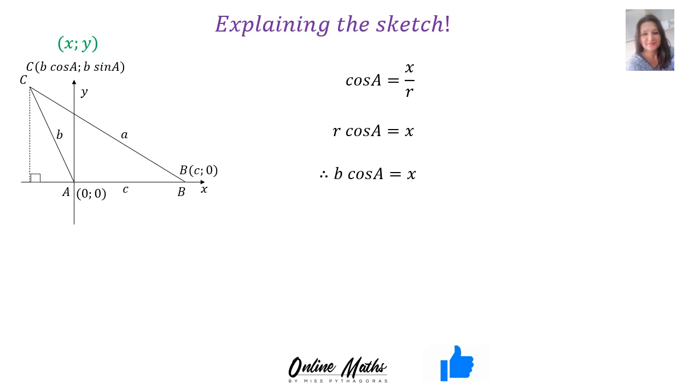Then, for the y coordinate, you can say sin A is y over r. And when you make y the subject of the formula, you end with r sin A equals y. r is the hypotenuse. Therefore, b sin A equals y. That's the y coordinate.